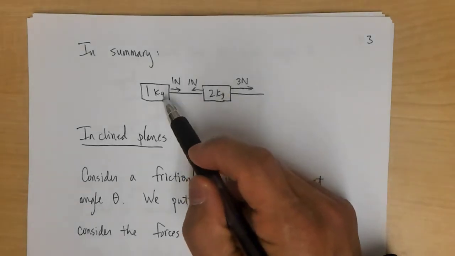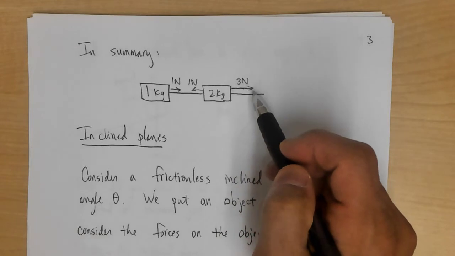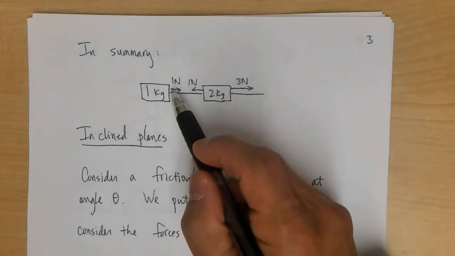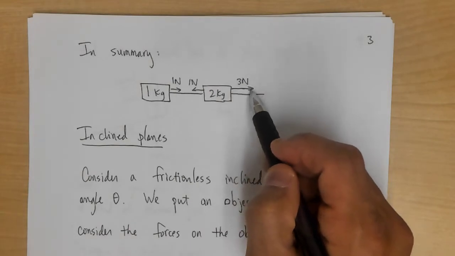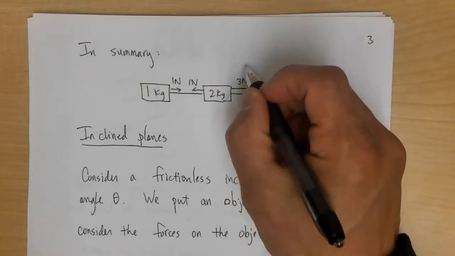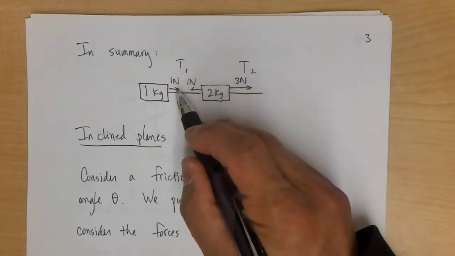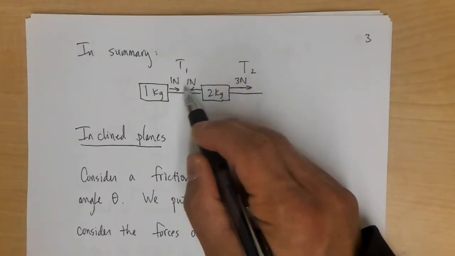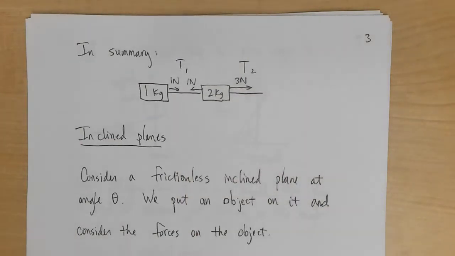If we pull 1 kilogram here, 2 kilograms there, we're pulling with 3 newtons over here with T1, the string in between, 3 newtons for T2 over here, this was T2, and then 1 newton on this string over here, 1 newton this way and 1 newton that way. Okay. Hopefully that makes some sense.